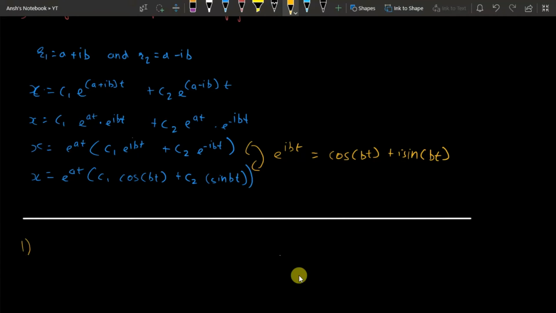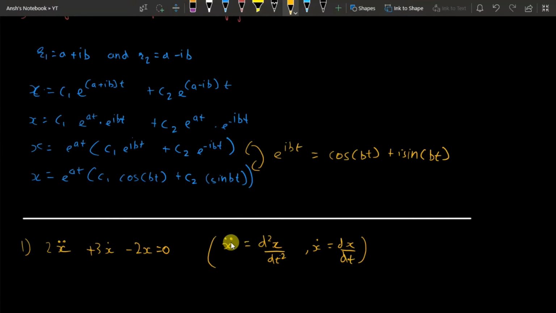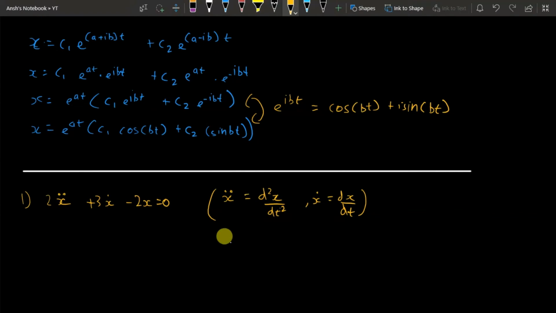So the first example that we'll consider now is as follows. We have to solve the differential equation given to us as 2x double dot plus 3x dot minus 2x is equal to 0. And what is x double dot and x dot? You should get familiar with this notation: x double dot means d square x over dt square, and x dot means dx over dt. These are just notations that we use to make our problem look more easy to tackle and more clean.